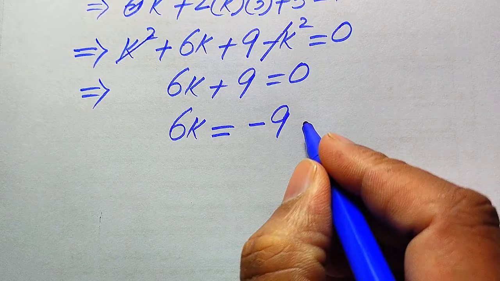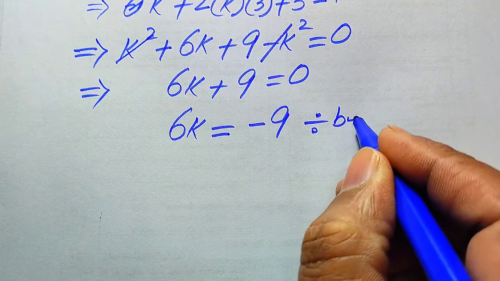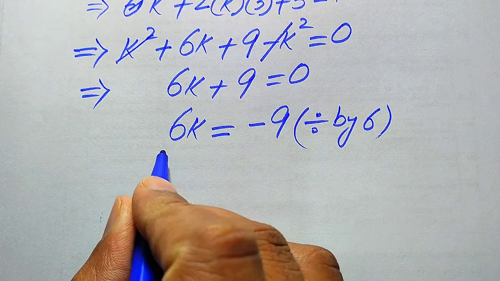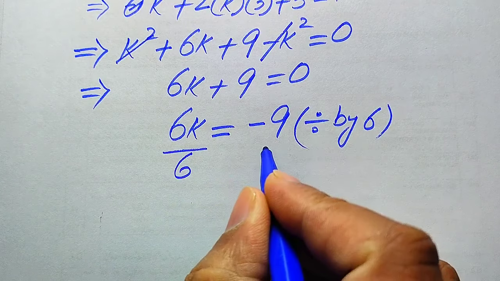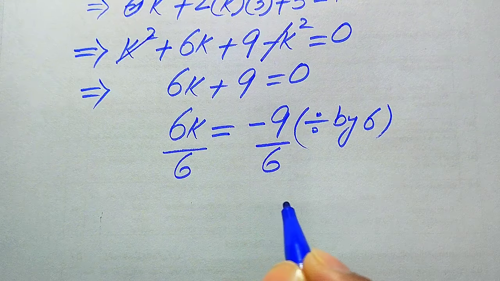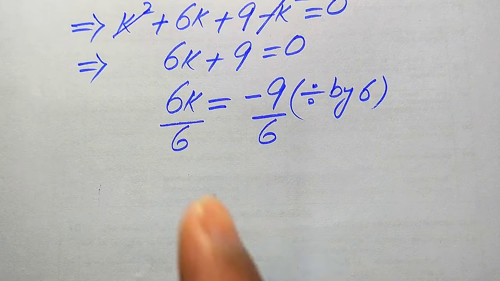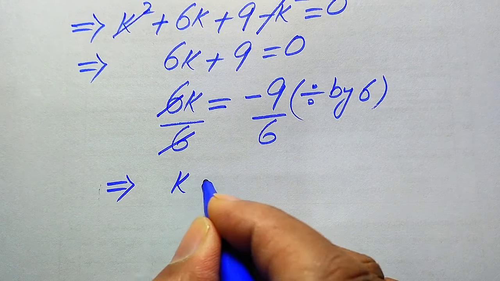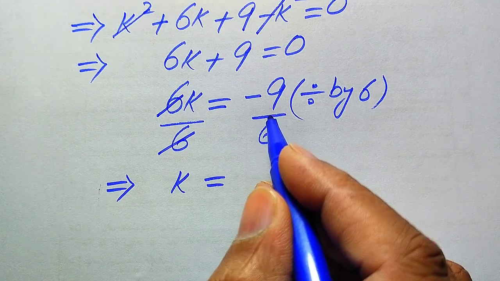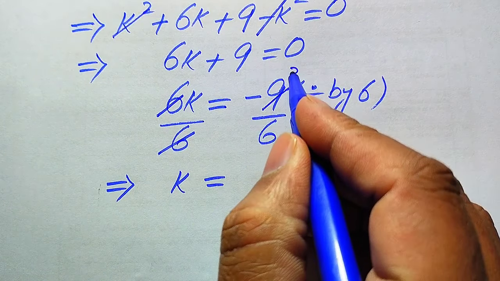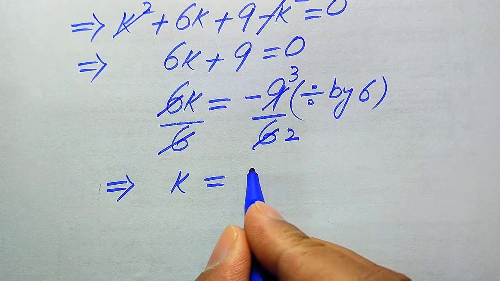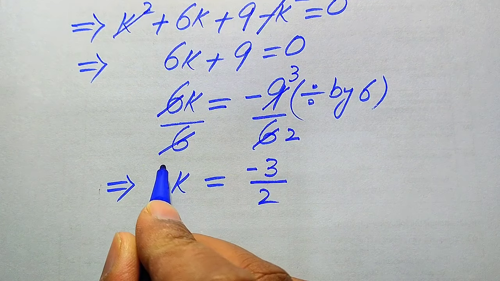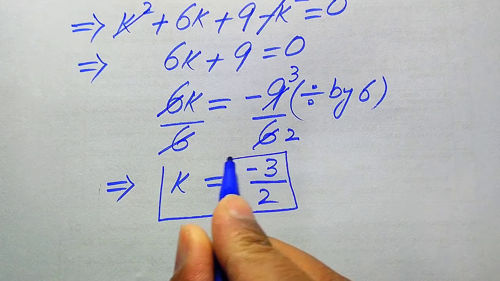Now in the next step we need to divide both sides by 6. When we divide both sides by 6, it will be written as 6k divided by 6 equals minus 9 divided by 6. This 6 and this 6 cancel out each other, and we get k equals, here we cancel both of these terms, 3 threes are 9, 3 twos are 6. So we easily get the value of k equals minus 3 over 2.